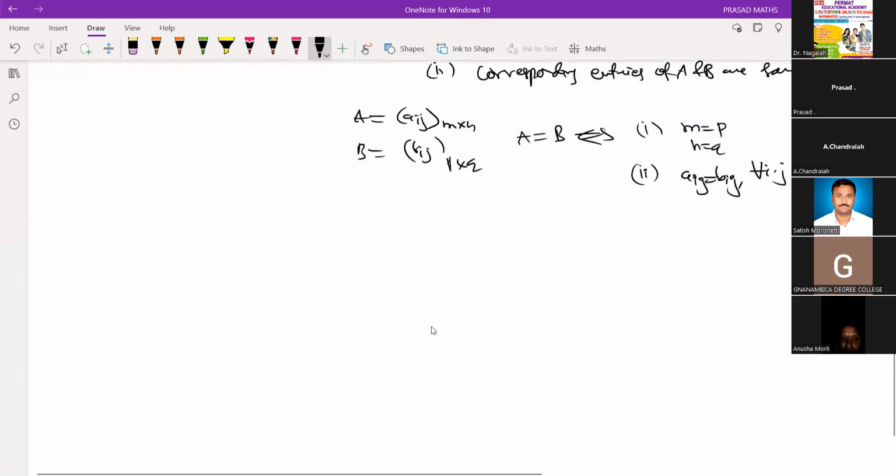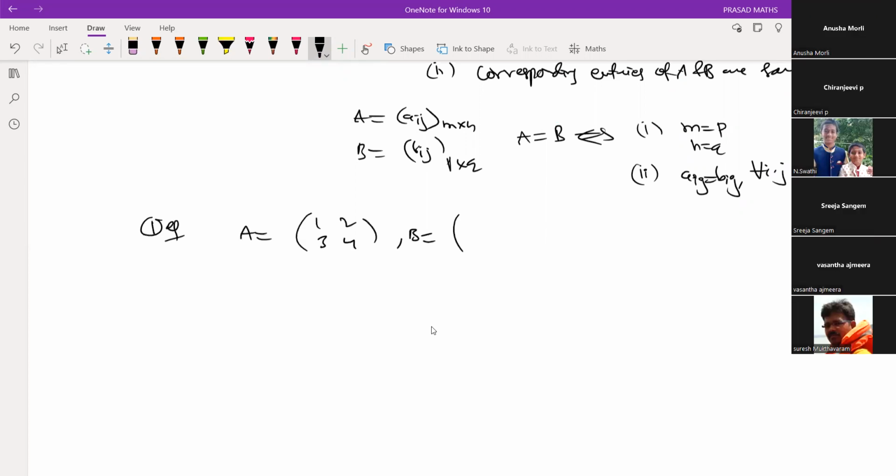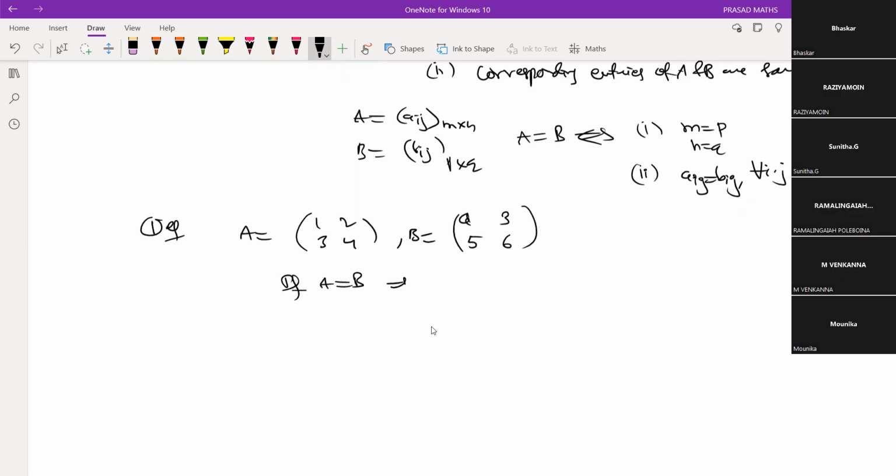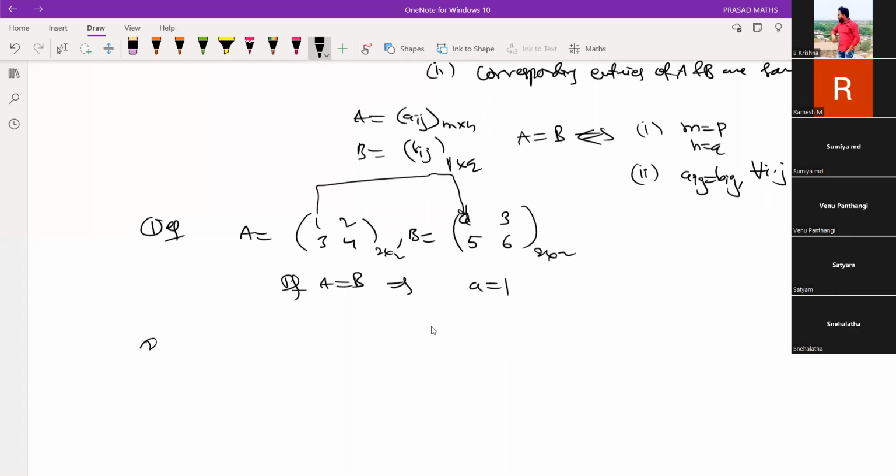Let us start with the simplest example. Suppose A equals 1, 2, 3, 4 and B equals a, 2, 3, 4. If A and B are the same, what is the value of a? You know that a equals 1. The sizes are the same, so the corresponding entries should be the same. So a equals 1.